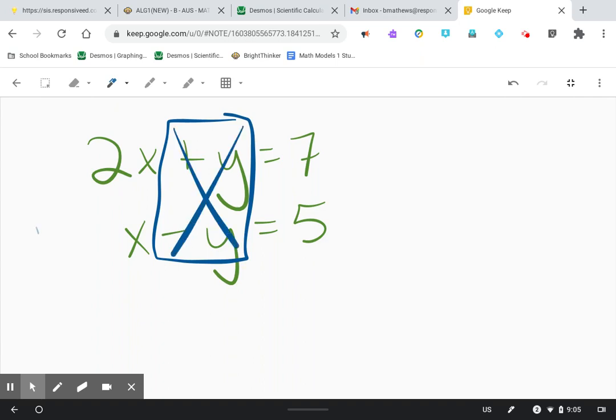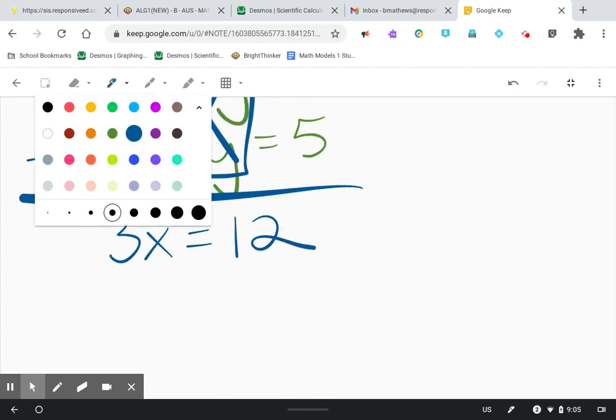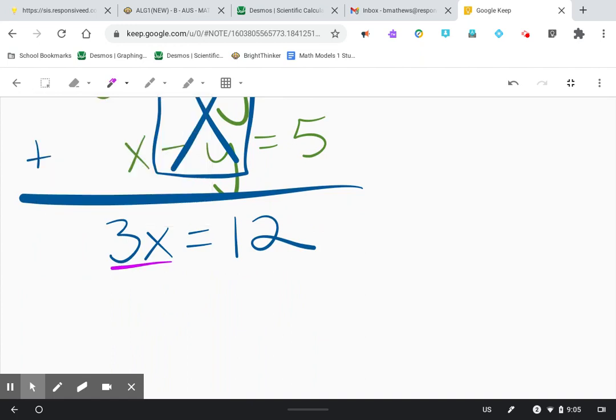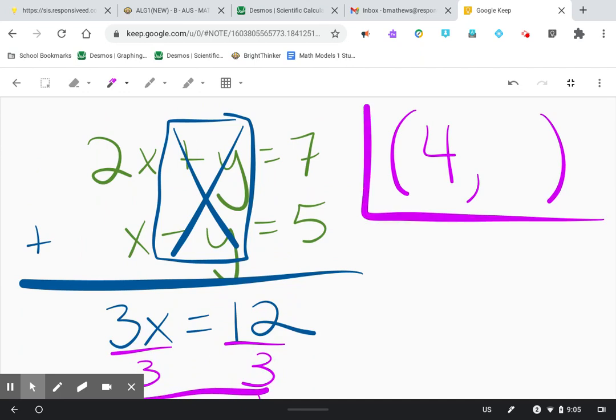And so if I add these equations together, those will cancel out. This will give me 3x, and this will give me 12. And so it becomes pretty clear right away why this is a useful tool, because now I can actually solve this equation for x. I can divide both sides by 3, and I get x equals 4. So that's the first part of my solution, 4, and then we're looking for the other half as well.